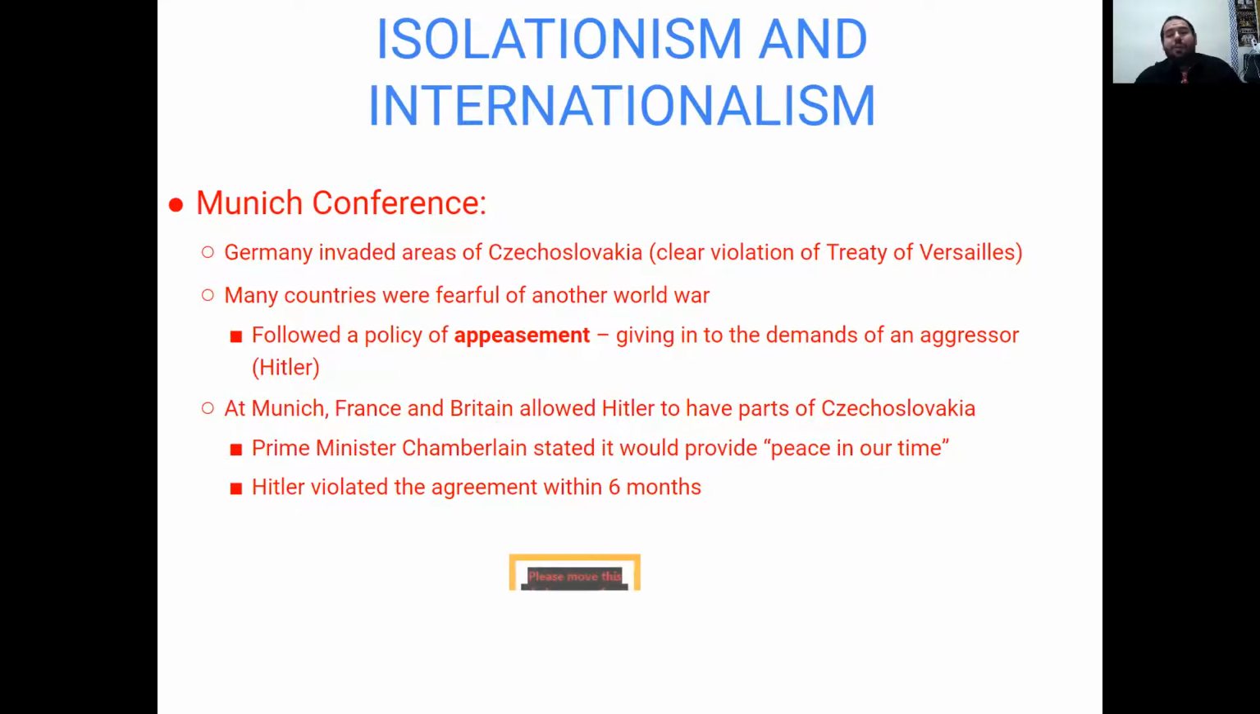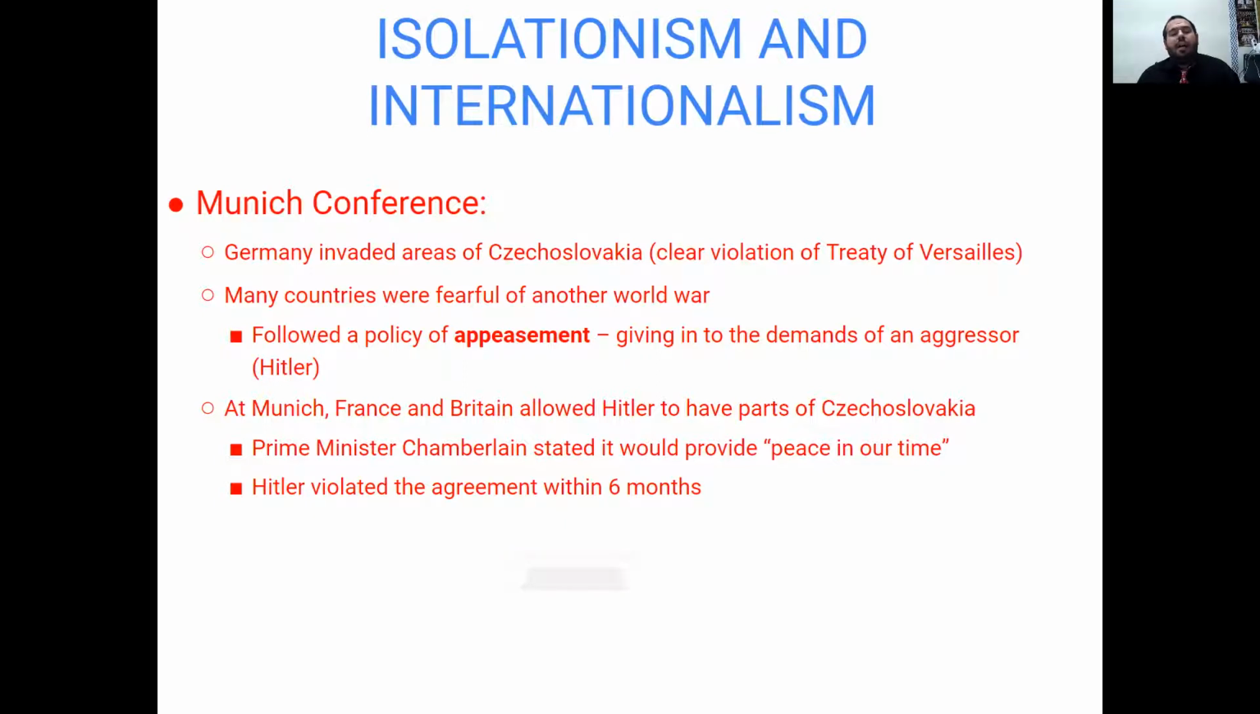Okay, the Munich Conference we learned about last year, and this was in response to Hitler's invasion of Czechoslovakia, which was in clear violation of the Treaty of Versailles. Remember, they didn't want that to happen. So many countries were fearful still of another war.